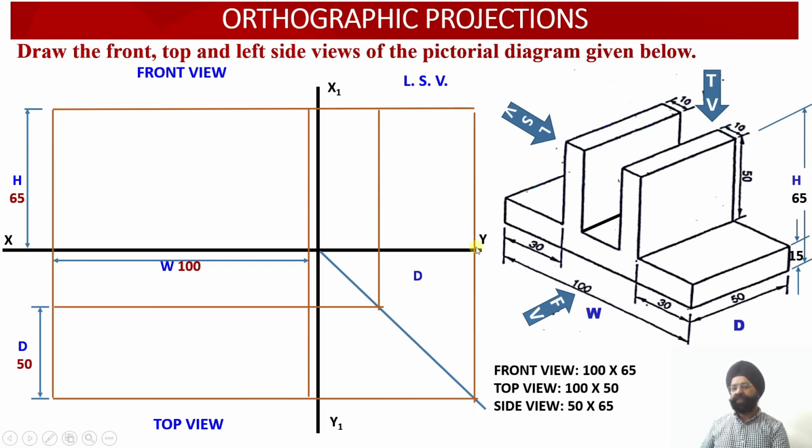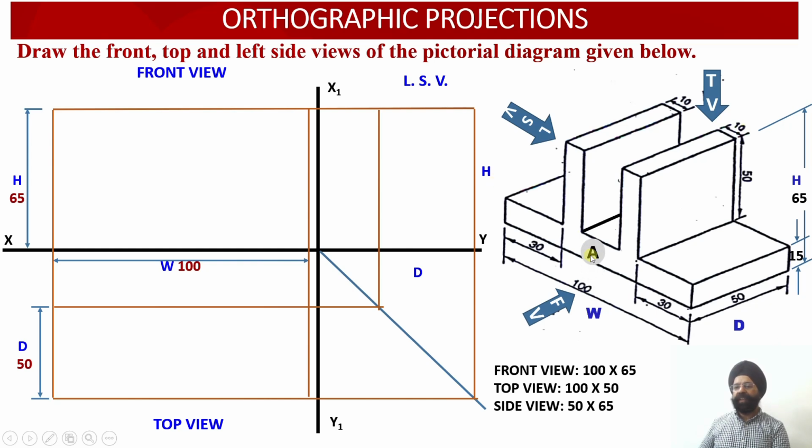Now the boundary of the left side view has been defined. You can check, this is the width of the solid, which is equal to 50 millimeter, and this is the height of the solid, which is equal to 65 millimeter. Only in the starting stages we have mentioned the depth and the height, but later on we are going to remove these dimensions, because the depth of the solid has already been dimensioned over here, and the height of the solid has already been dimensioned over here, right? So later on we are going to remove these two dimensions.